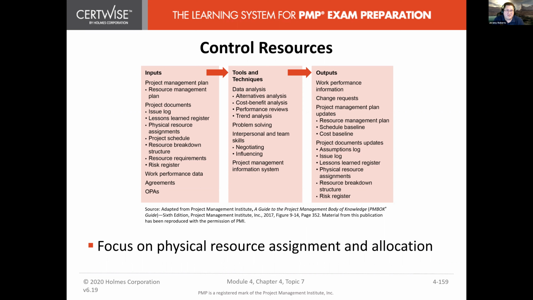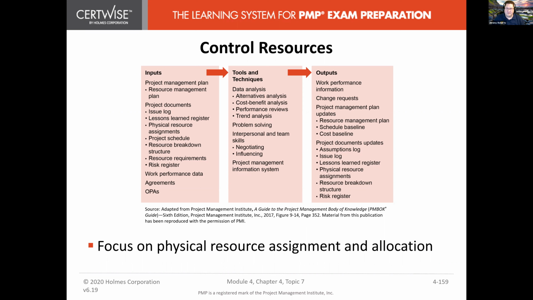And then our outputs. So once we use the tools and techniques on our inputs, we're going to have work performance information, might have some change requests, project management plan updates. So we might have an update to our resource management plan, our schedule baseline, and our cost baseline. So project document updates, we might do something with the assumption log, the issue log, lessons learned register, physical resource assignments, resource breakdown structure, and our risk register.